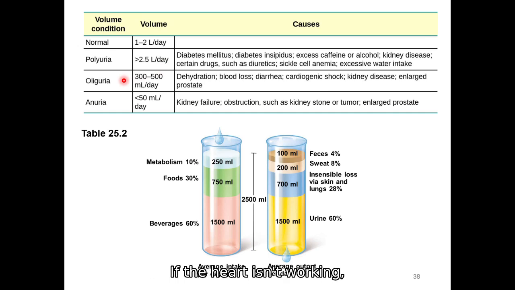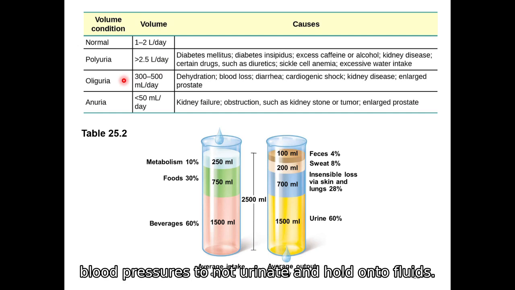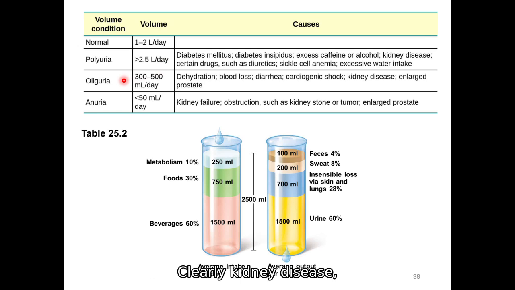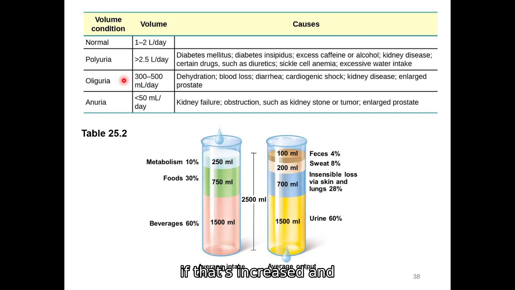Cardiogenic shock, if the heart isn't working, there's going to be a drop in blood pressure, so the body's efforts to raise blood pressure are to not urinate and hold on to fluids. Clearly kidney disease, prostate gland in males, we'll look where that is. If that's increased, then males have a difficult time urinating.